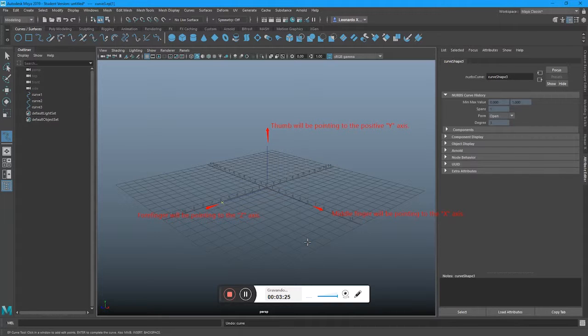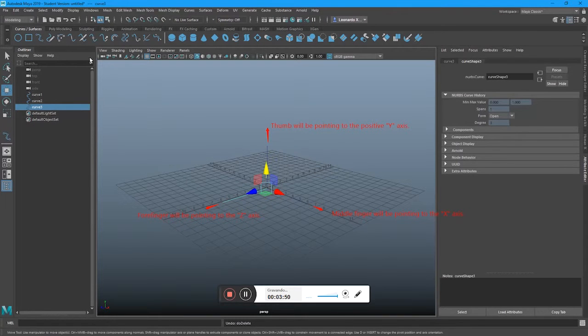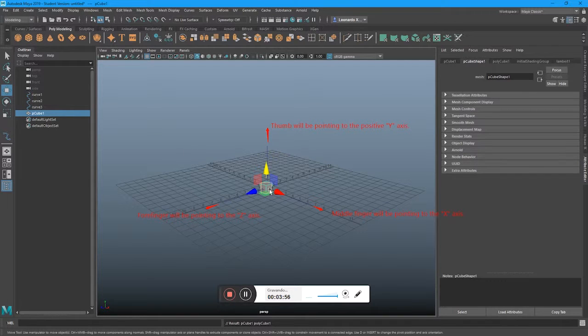So the right-handed axis system is a way to visualize the direction of the vectors, and it's really handy when you are working in Maya. For example, let's create a simple cube.